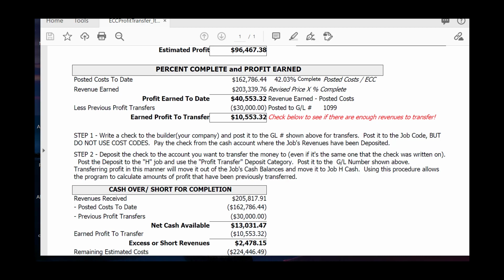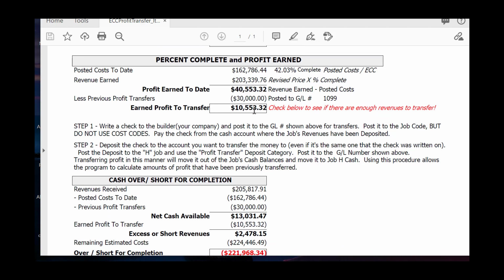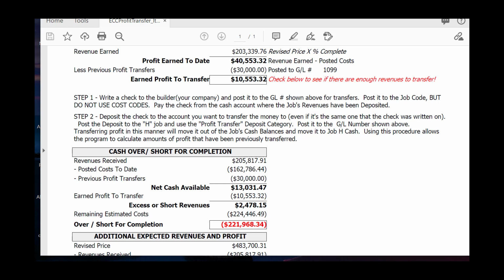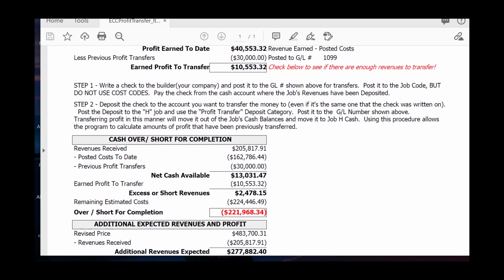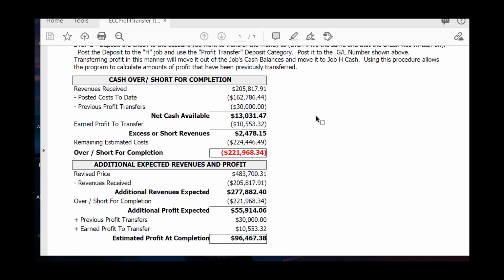In our concept in CHS, a lot of times people have a construction checking and an operating checking, and they are moving this amount out of the construction account into the operating account to cover those operating expenses. But you do have to have enough cash to do this, so CHS is also very smart about tracking how much cash the job has in. So it'll show the revenues received minus the posted cost to date that you might either have paid already or you're about to pay, less the previous transfers to say this is how much cash you have available for this job. Here's that earned profit to transfer. So there is enough money for this job in the construction checking to go ahead and transfer out this.